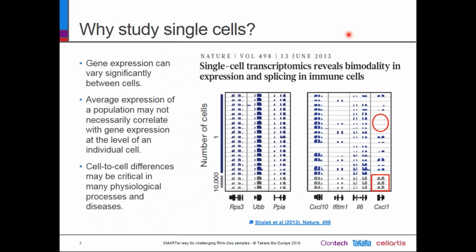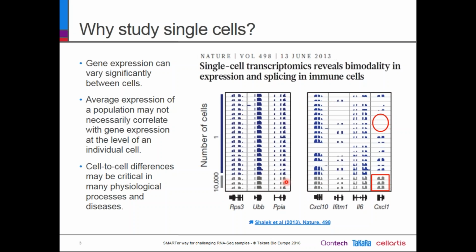So let's start talking about single cells and why it's important to do studies in single cells. As you may know, gene expression can vary significantly between cells, and when you are measuring a population, you are measuring an average of the expression, which will not necessarily correlate with the expression at the level of each single cell. This is illustrated by this paper in which single-cell sequencing was performed in cells from bone marrow. You can see here in blue the splicing patterns and expression levels from some specific genes in different single cells, and in gray, you have the expression for the bulk of 10,000 cells.